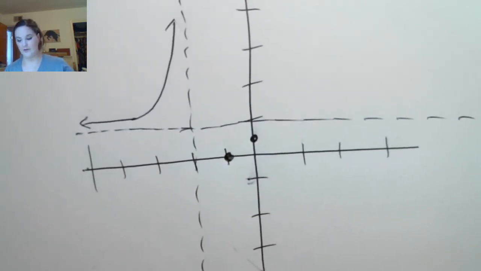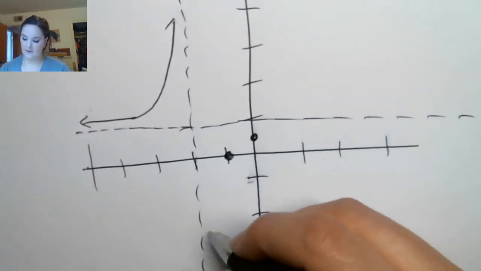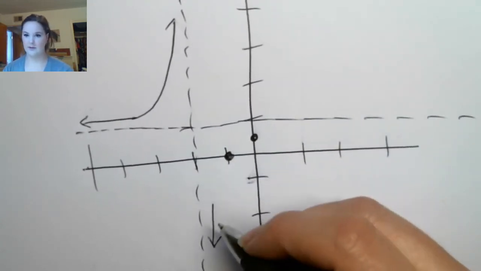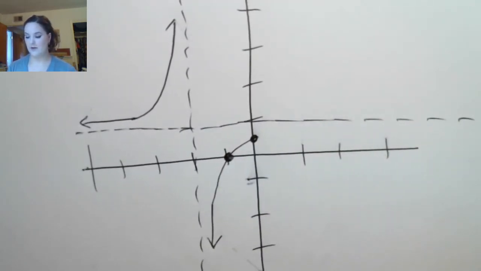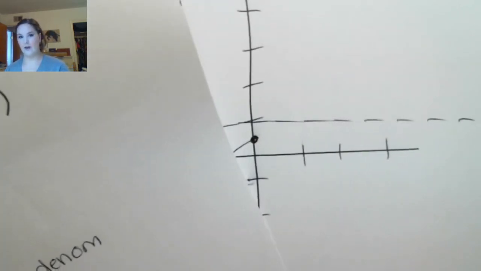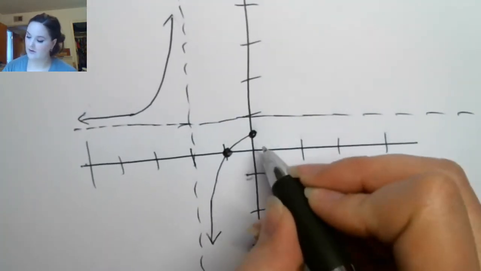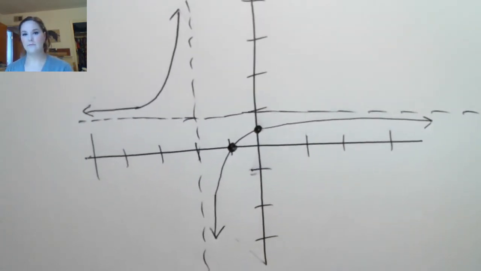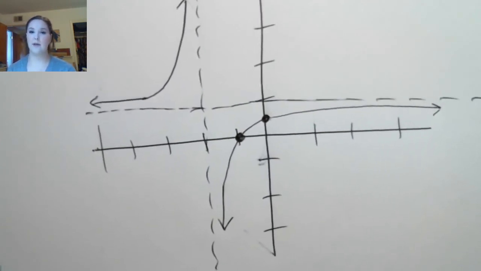Okay, so after -2 here, I have a minus. So my graph is going to be down. Then I know it has to hit this point and this point. So I'm going to hit that point and that point. All I know now, after -1, my graph has to be positive, and it has to go along the line. So I'm going to draw it going along the line here. Looks a lot like the 1/x graph. It's not exactly the same as that, but it does have that same shape.